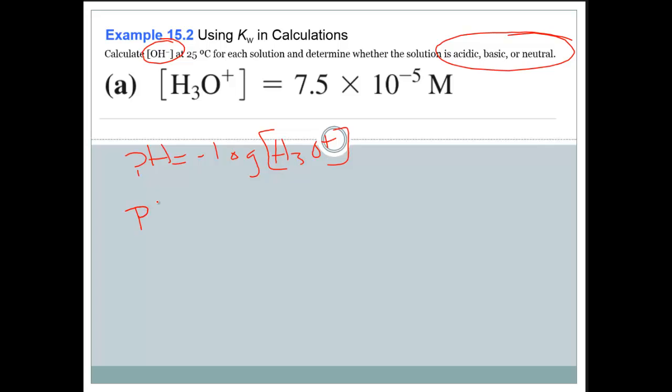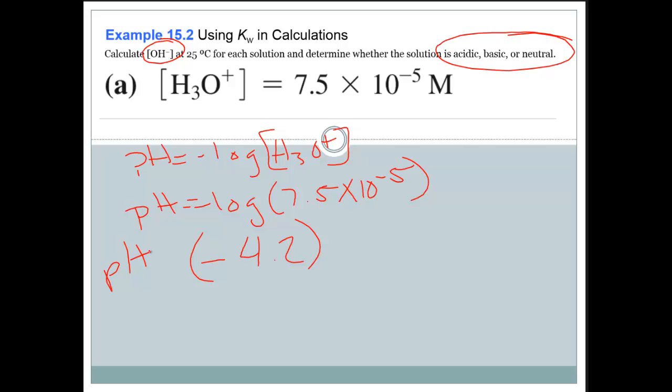So pH is equal to negative log of 7.5 times 10 to the negative 5. To put this in my calculator, I would put 7.5 EE negative 5. I might have to push the equal sign before I continue, depending on your calculator. And then push the log button. That comes out to be negative 4.2. The pH is the opposite of this, so 2 negatives cancel each other out to be positive 4.2.